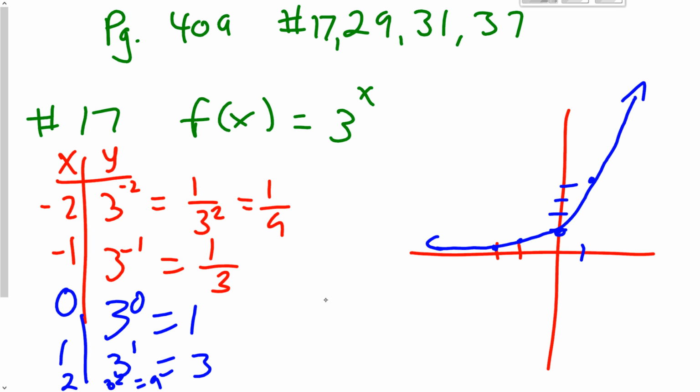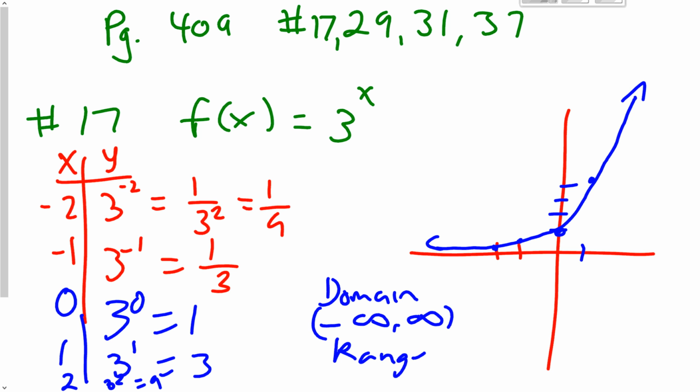Our domain is from -infinity to positive infinity, and our range, it doesn't cross 0, so that means it goes from 0, doesn't hit 0, to infinity. So there's number 17 for you.